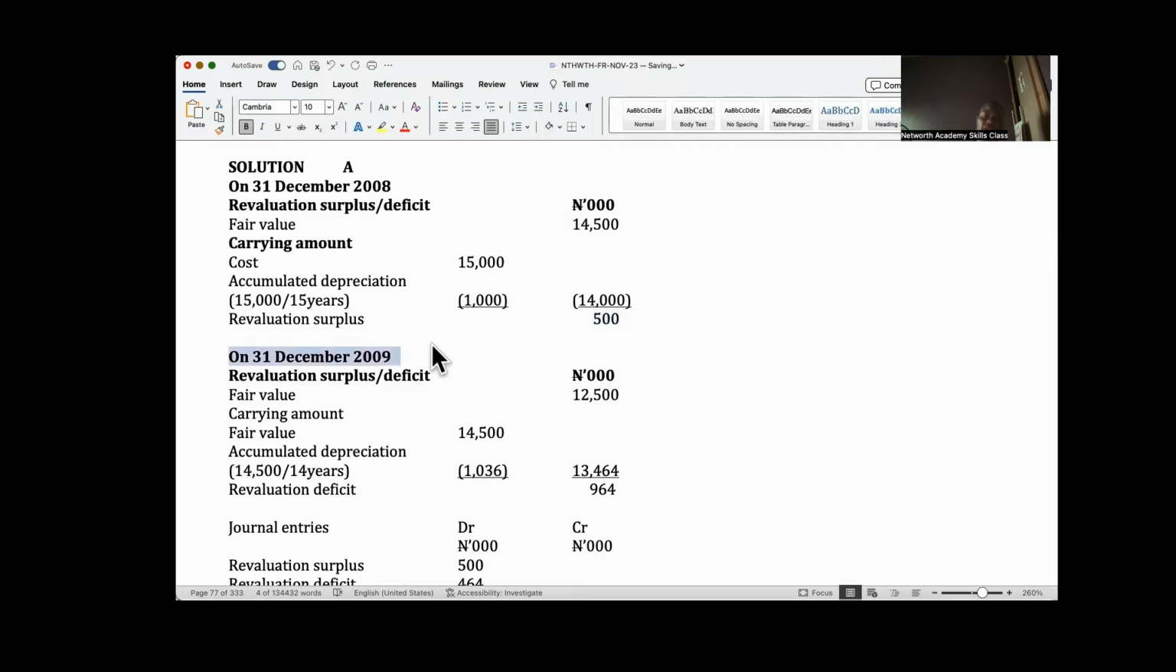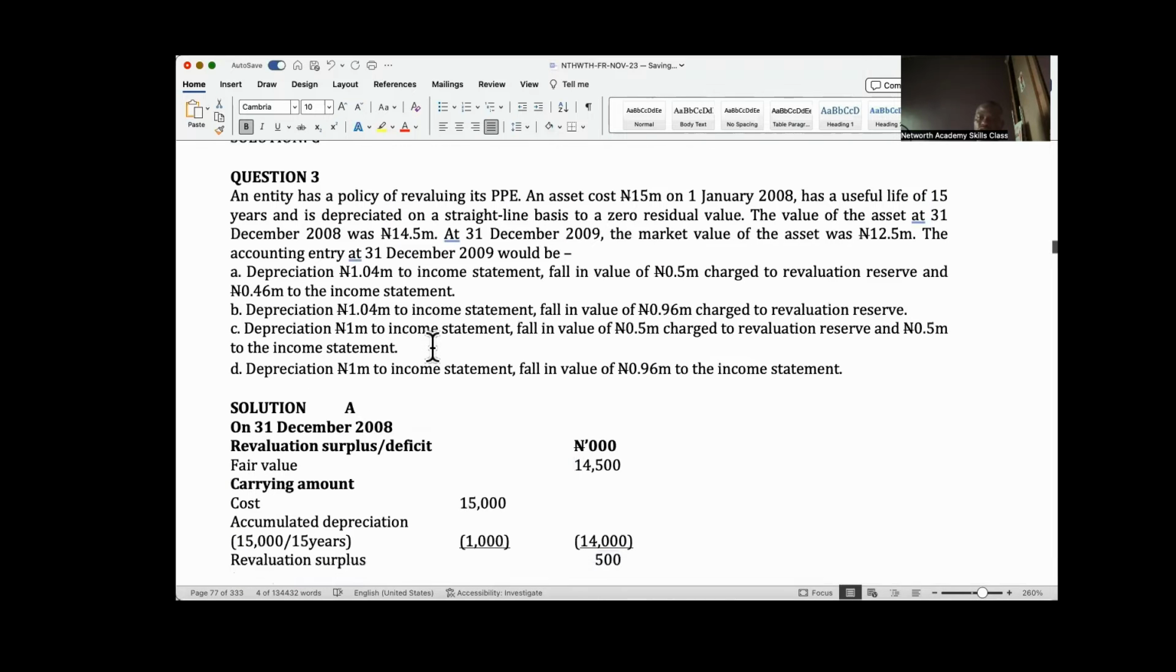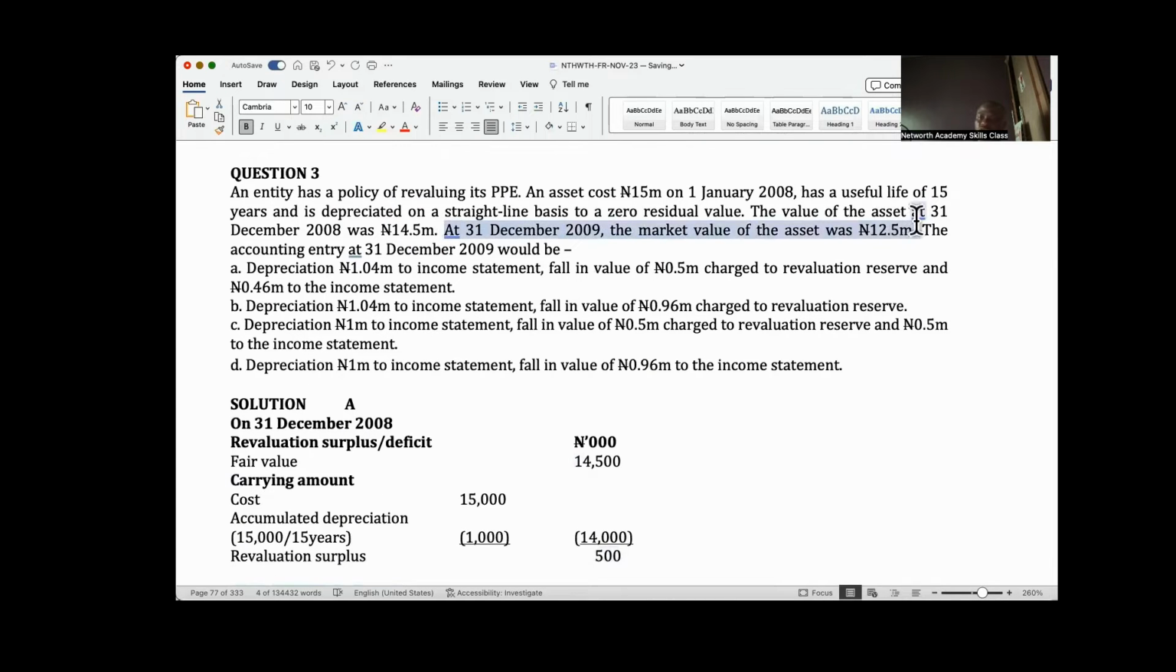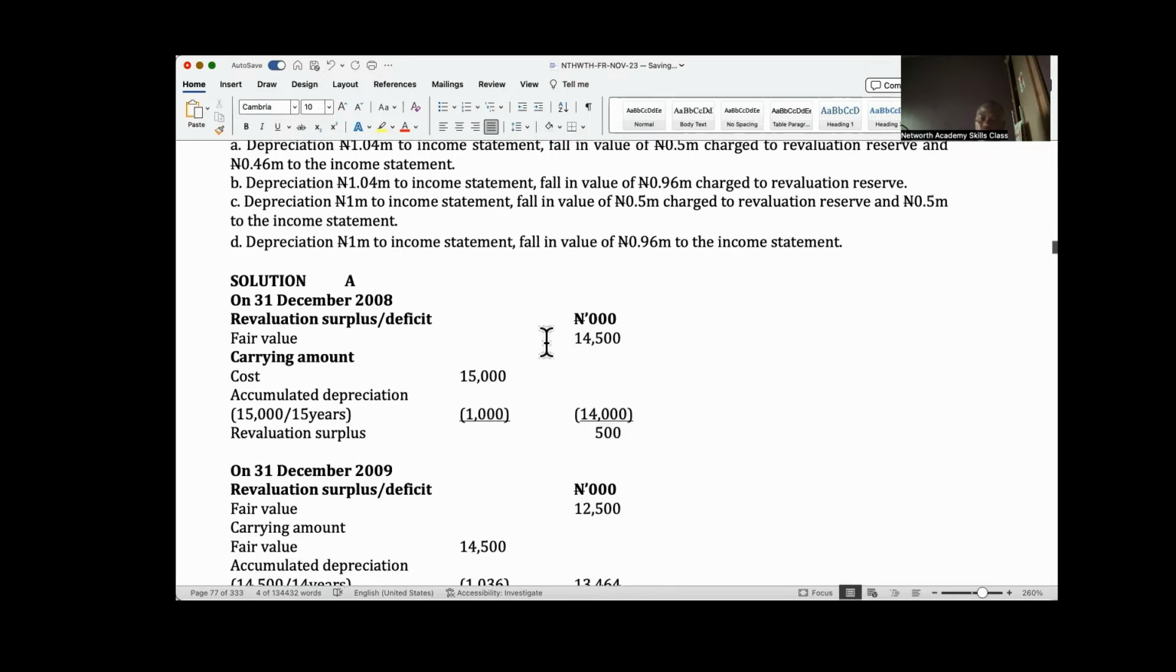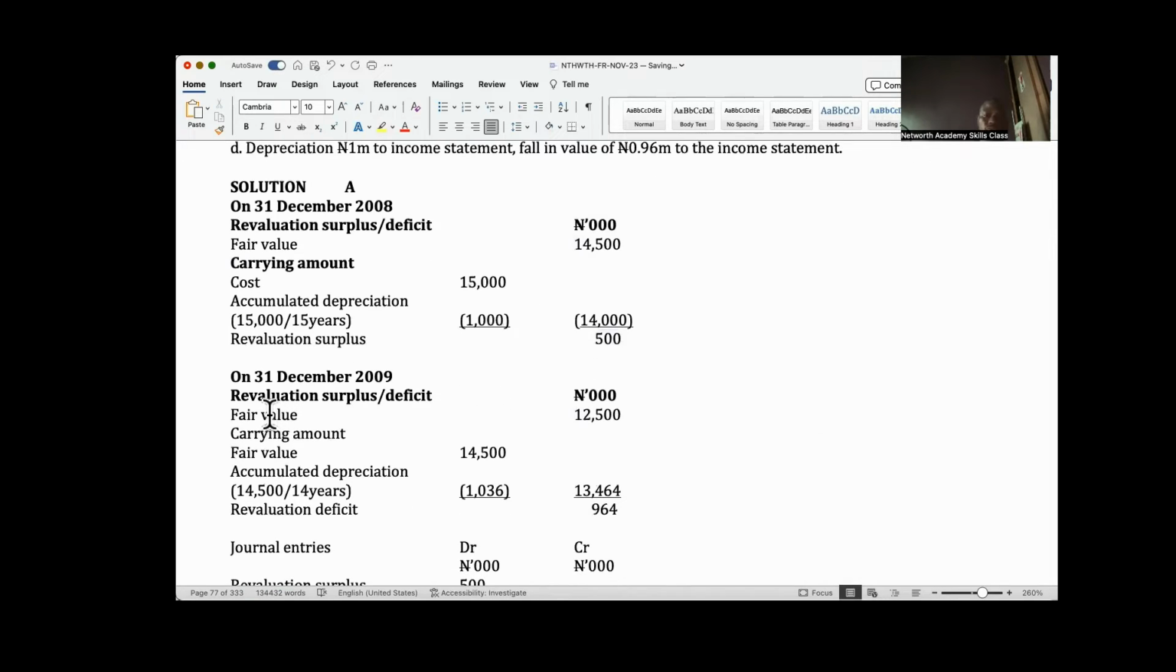In 2009, from the question, you will see that they also revalued. So since they have revalued, I will need to get my revaluation surplus or deficit. My fair value is 12.5 million. Compare that with my carrying amount.